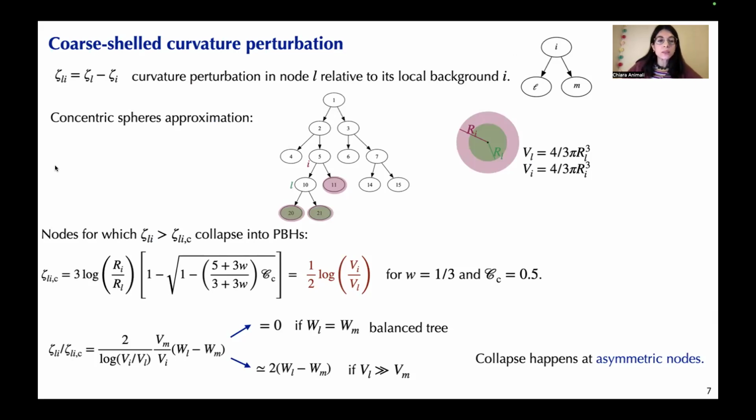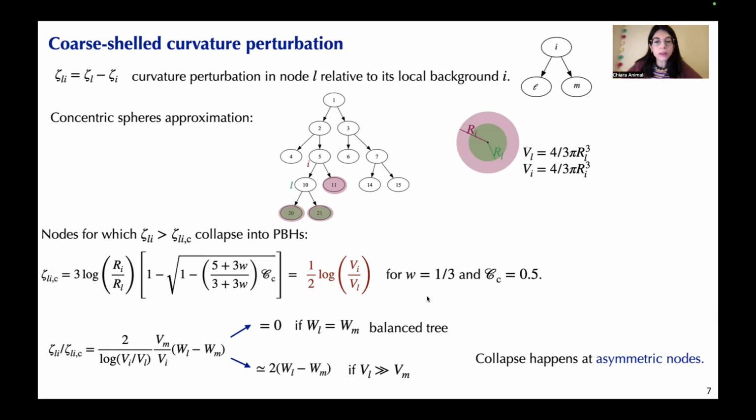In practice, we consider that nodes for which this coarse-shelled curvature perturbation is larger than a certain critical threshold will collapse into primordial black holes. And if we assume formation of primordial black holes in radiation dominance and a threshold on the compaction function of 0.5, we find that the threshold on the coarse-shelled curvature perturbation is 1/2 the logarithm of the ratio of the volume emerging from the parent over the volume emerging from the child.